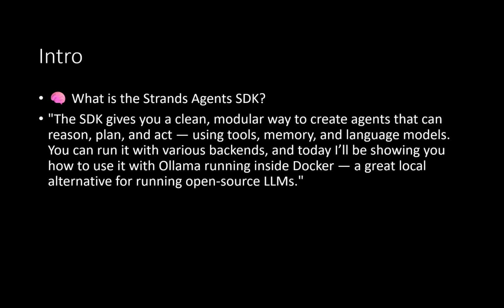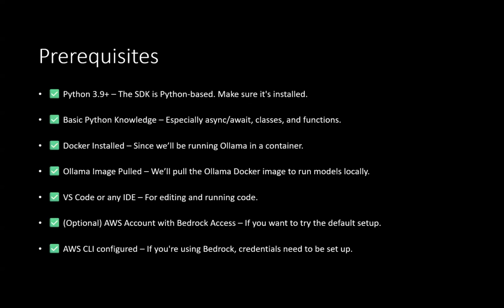Before we start, there are certain prerequisites that we need to fulfill. We need to have Python 3.9 or 10 installed. It's Python based, so we have to install it, and we should have basic Python knowledge. This is just the intro part, so just basic Python knowledge is required. Docker should be installed in order to run your Ollama in a container. I have already pulled the image, and I'll show you the commands that you can utilize to pull the Docker image to run the model locally. You can utilize VS Code or any other IDE, but I prefer using VS Code.